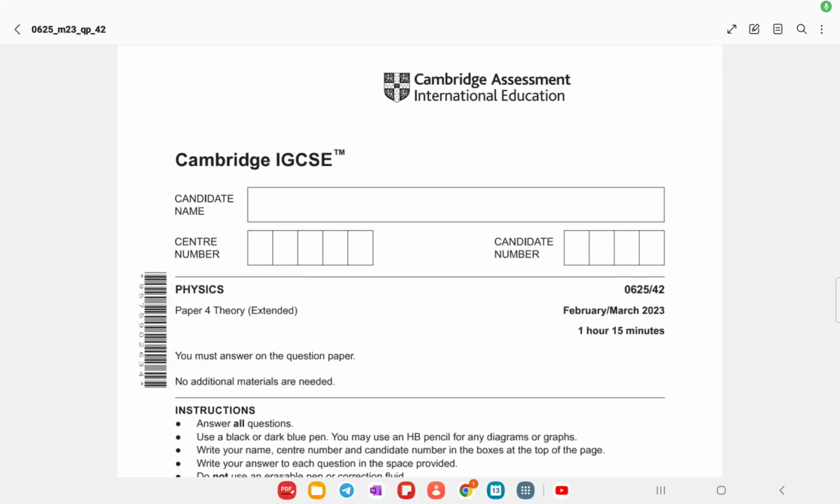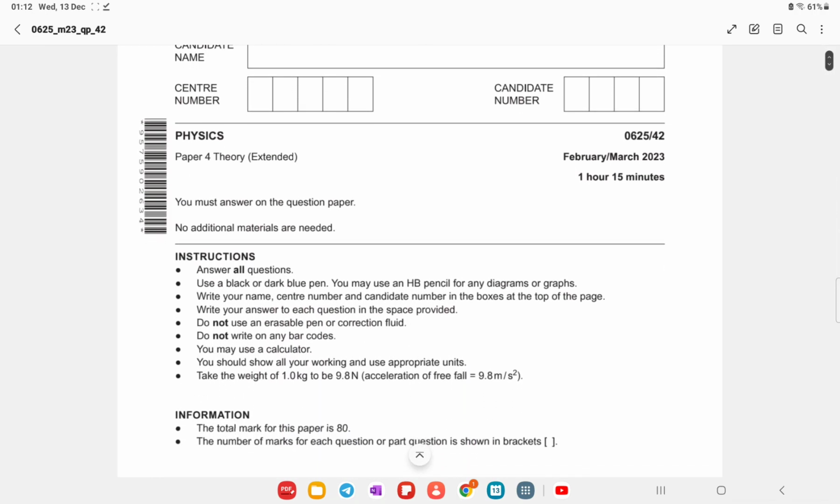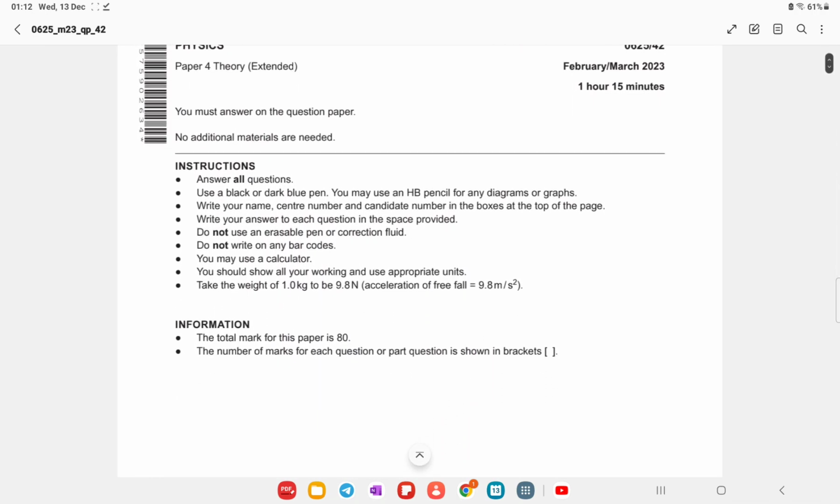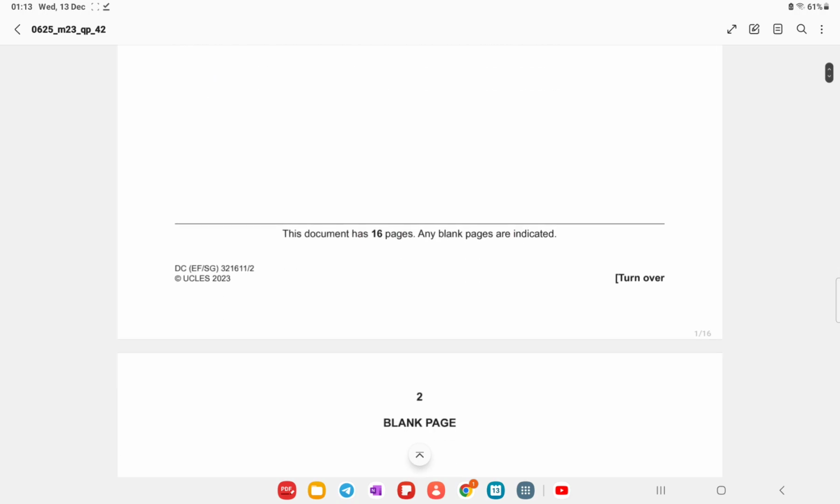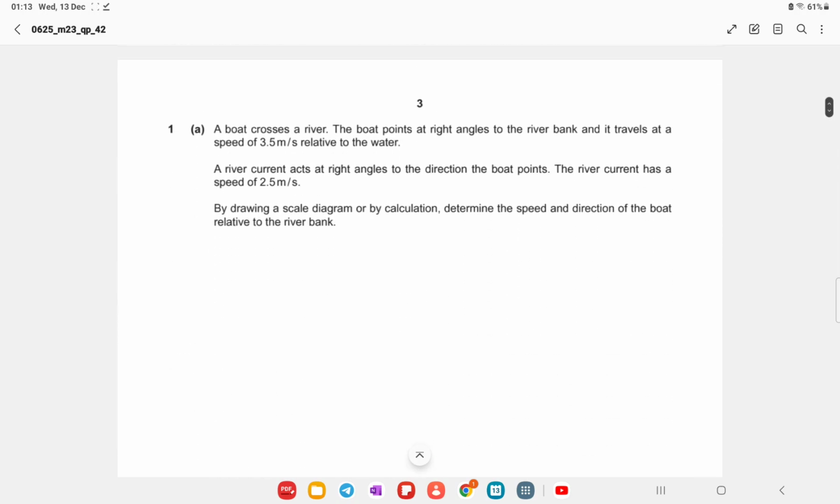Today we are going to solve Cambridge IGCSE paper 4 of physics, the February March 2023 variant, 0625/42. Let's start off with the first question.